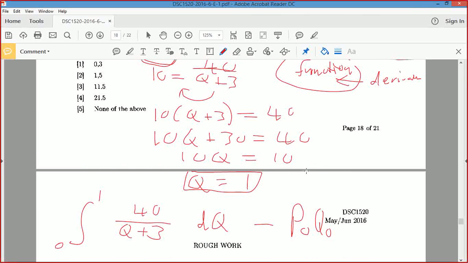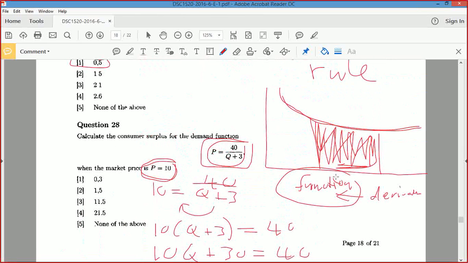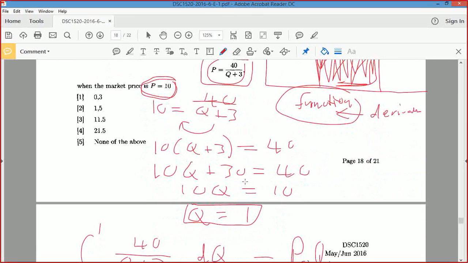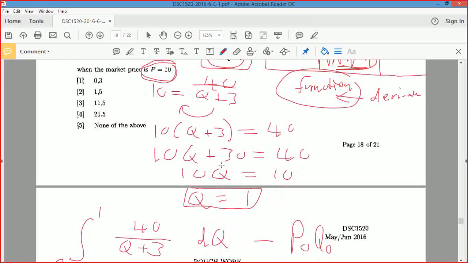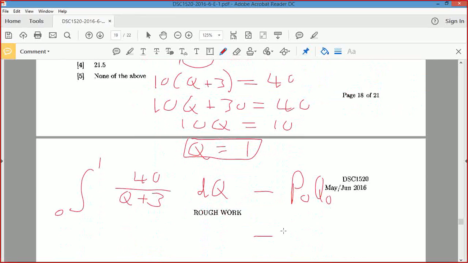Obviously, my price 0 here is what? I need to check. What is my price 0 here? Price 0, we need to put in. What is the price 0? Price 0 was 20. No, not 20, 40 and 10 was 30. Okay, so yeah, that's 10. So the price 0 was 10.